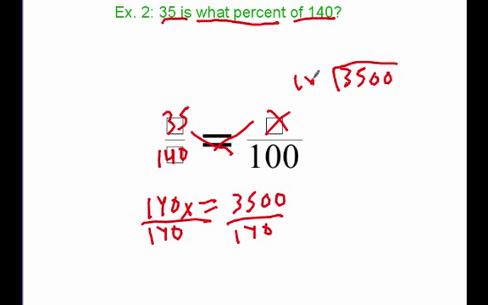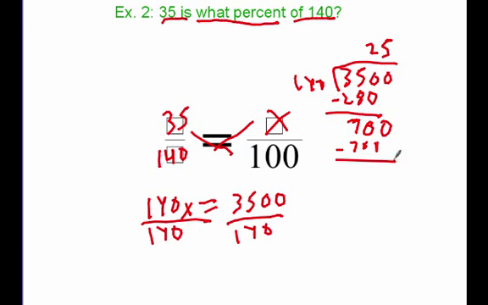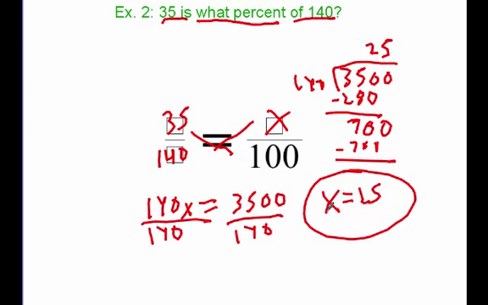3,500 divided by 140. Doesn't go into 3, doesn't go into 35, it goes into 350. 140 times 2 is 280, so it's going to go in 2 times. Minus 280. 15 minus 8 is 7, that's 700. 140 goes in 5 times. So, minus 700. My answer is x equals 25%. So 35 is 25% of 140. All right, let's try one more example.